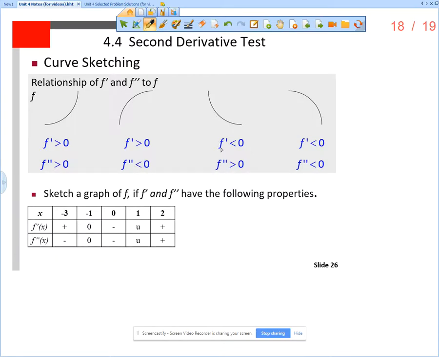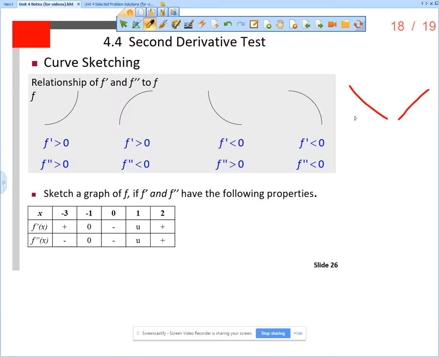This graph has f prime less than 0, because it's decreasing, but f double prime is greater than 0, so it's concave up. And this last one has f prime less than 0, because it's decreasing, and f double prime less than 0, so it is concave down. Now, these are the only 4 ways that a curve could look other than being a line.